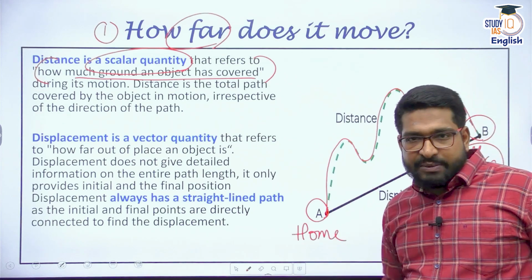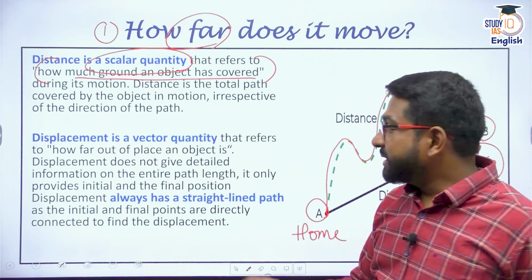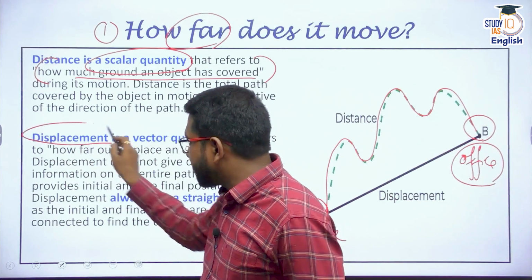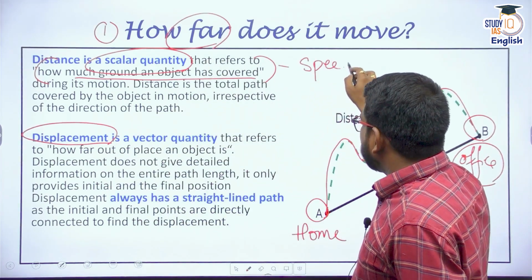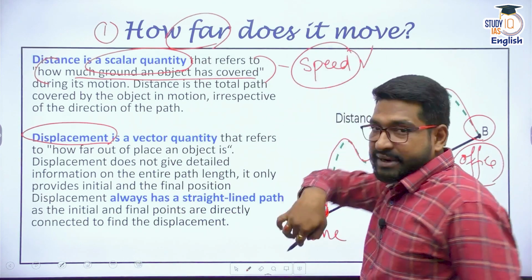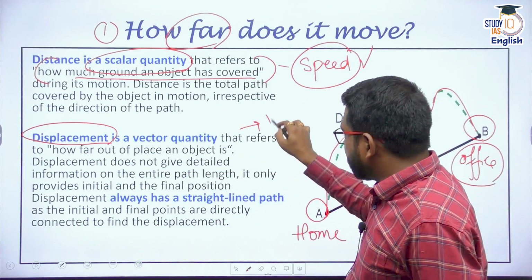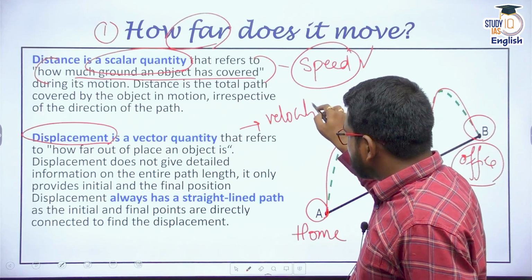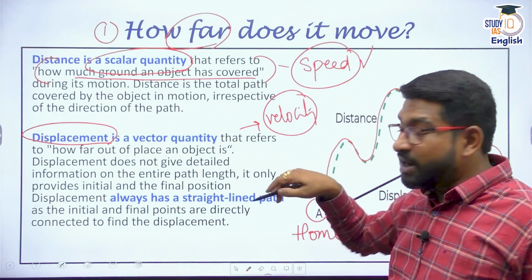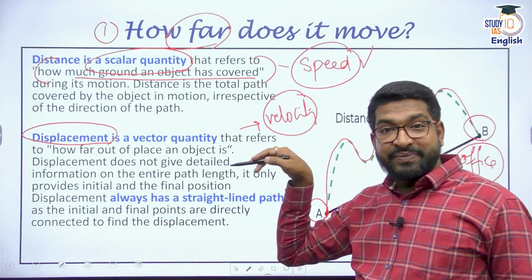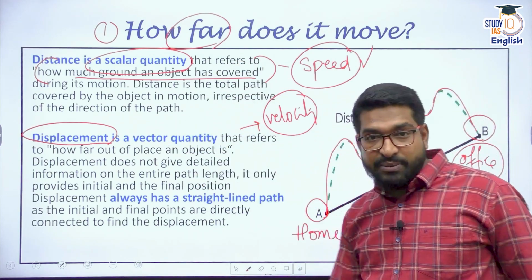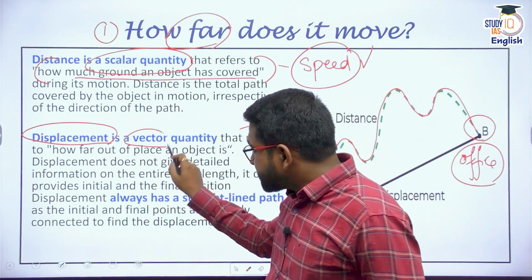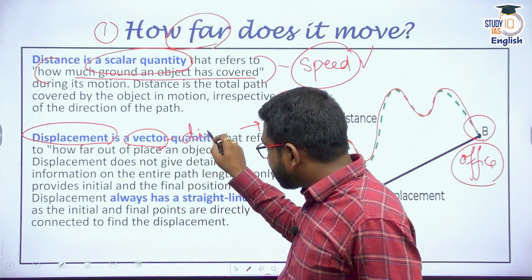There is another variable or another dimension that we can define, that is displacement. Now, displacement is a vector quantity. This distance is used to calculate my speed. We'll talk about speed in some time. Displacement is used to calculate my velocity. So by this, you already understand speed is a scalar quantity, velocity is a vector quantity, because distance is scalar, displacement is a vector quantity. Vector means it needs to have some sort of direction.